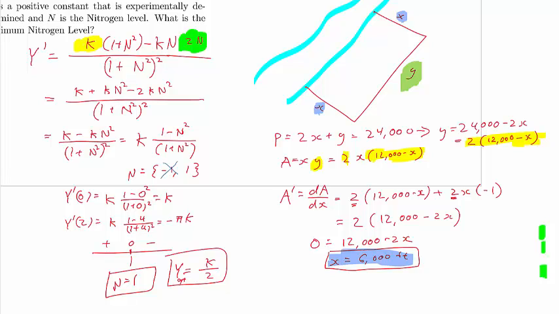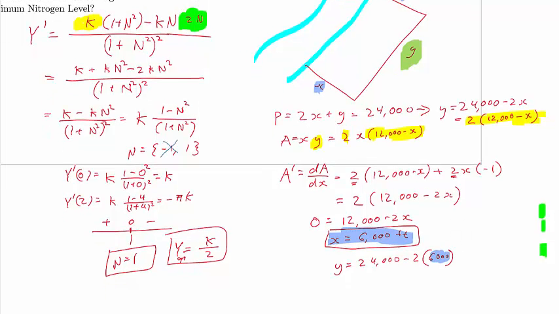Alright, so we're plugging in the x to find the y, and so we have y equals 24,000 minus 2 times 6,000, which will get us 12,000 linear feet. And there's our other result. So 12,000 feet. Let's go ahead and use the appropriate highlighter. There we go. All right.